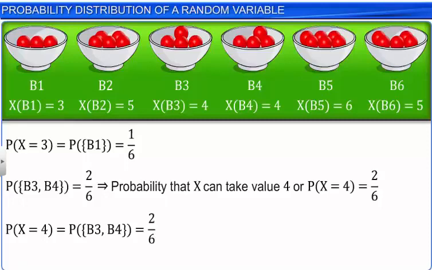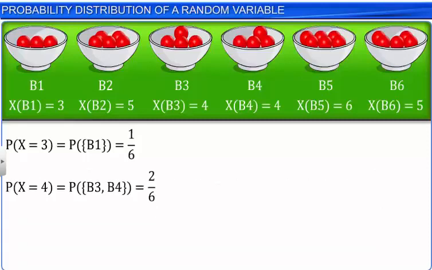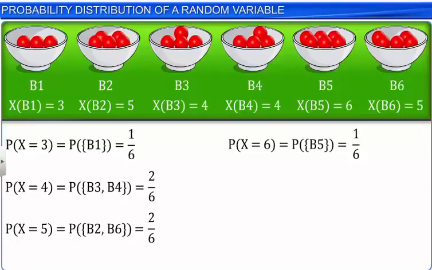Similarly, the probability that X can take the value 5 is equal to the probability of selecting a bowl with 5 marbles, which is equal to 2/6. And the probability that X can take the value 6 is equal to the probability of selecting a bowl with 6 marbles, which is equal to 1/6.